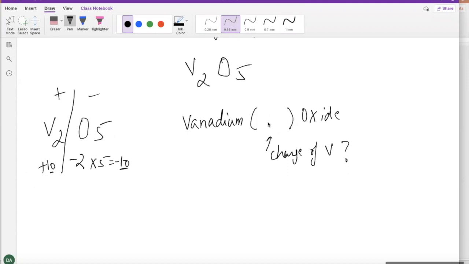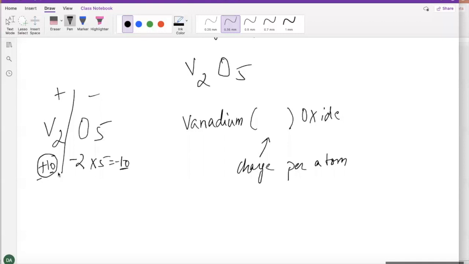Now, can you put +10 here? No, you cannot. Because the charge of vanadium has to be for this single atom. It has to be per atom. So guys, just to make sure you understand this, you must put the charge per atom. So vanadium is going to be how much charge? It's +10 for 2 vanadiums, so each one is going to be 10 divided by 2, which is going to be +5.